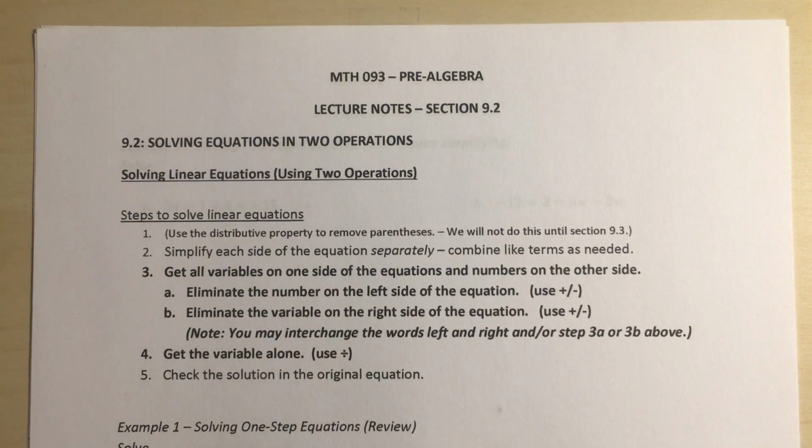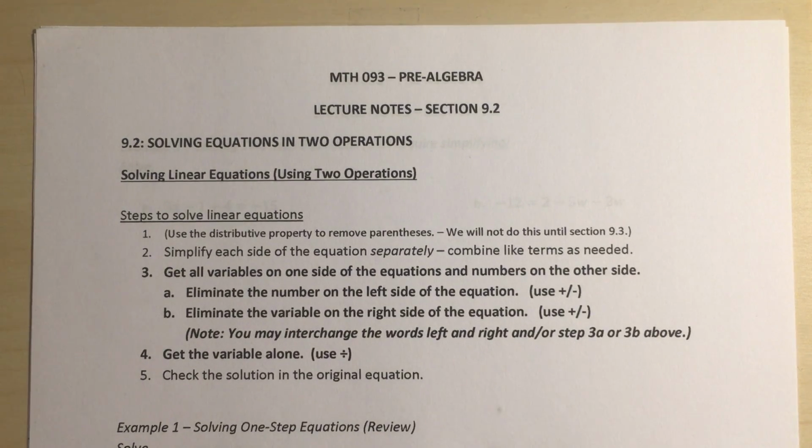Before we start example 3, we're going to go back and look at our list of steps here. As we were working through example 2, we were focusing on step 3 and step 4: moving our variables and numbers to opposite sides of the equation and then eventually getting rid of our coefficient to get our variable all by itself.